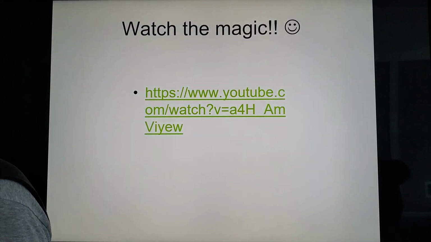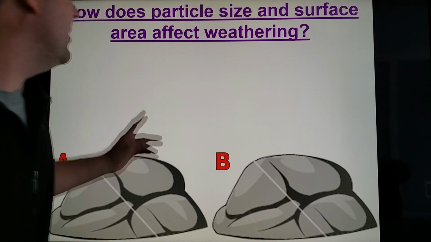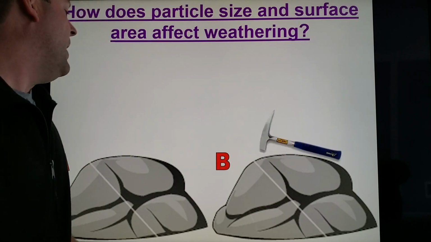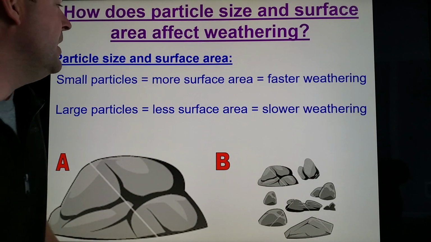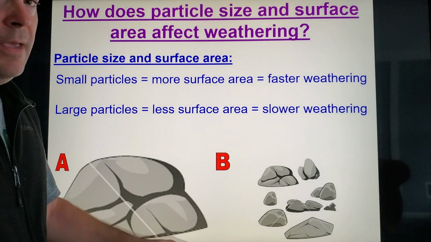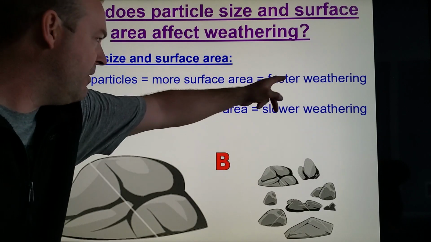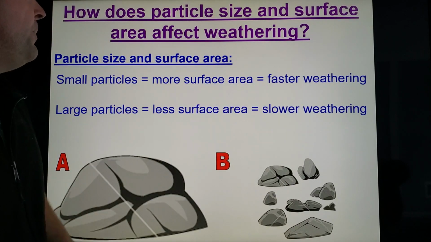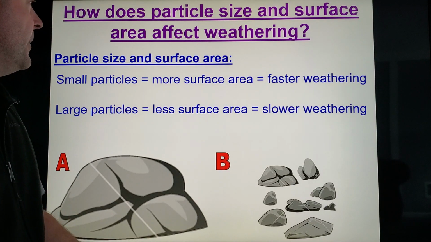Okay. And of course, that greater surface area will speed that reaction up. So here we go. Taking that rock there, breaking it into smaller pieces, definitely will have an impact on rate. And there it is. Small particles, more surface area, faster weathering. Larger particles have less surface area and slower rates of weathering.